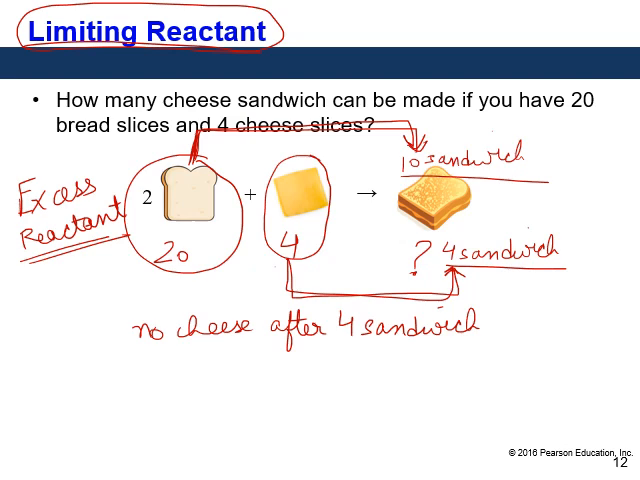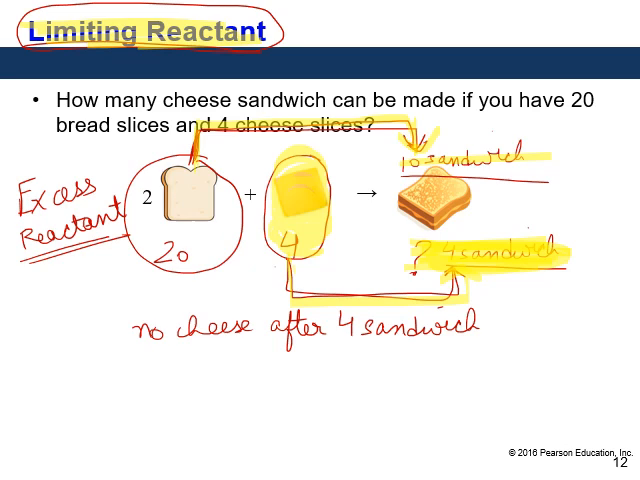The only way you're going to solve questions of limiting reactant is you will first convert your first reactant into product, figure out how much product it gives you. You will do the same thing for the second, and whoever gives you lesser product, this can give me 10, this can give me 4. Lesser is 4, which means my limiting reactant is the cheese. That's how we figure out which is your limiting reactant and how much product you can get. So from here, the only amount of sandwich that I can make is 4.